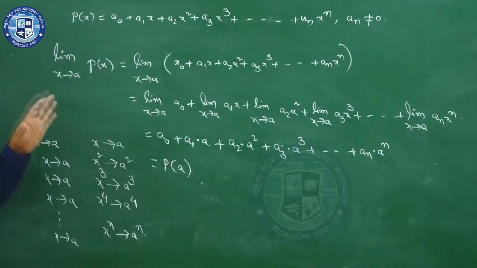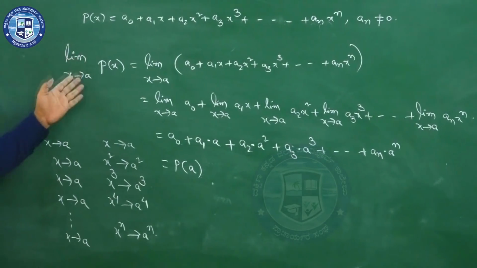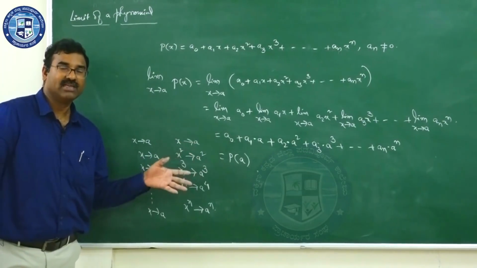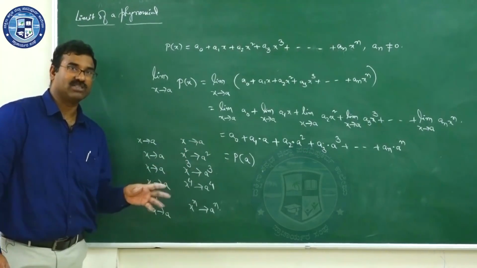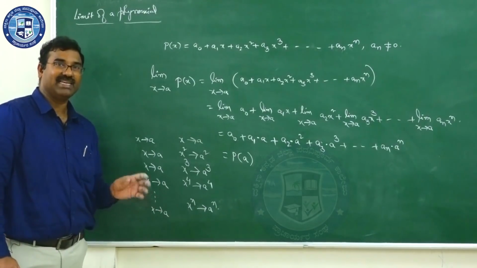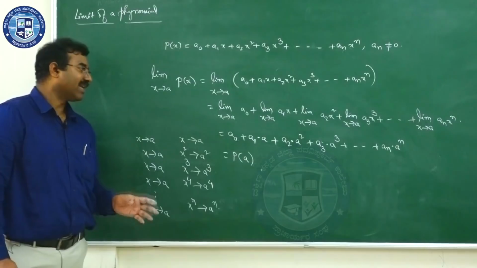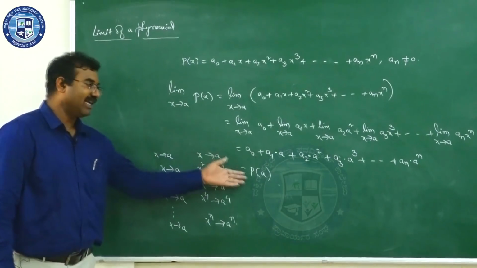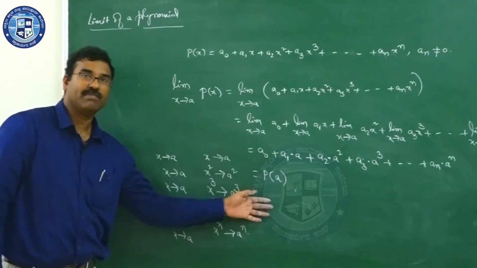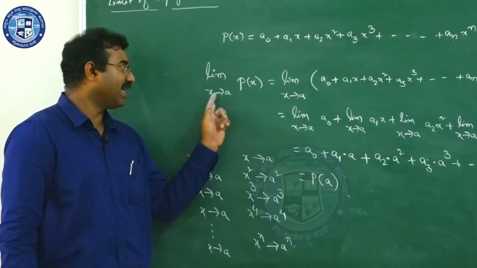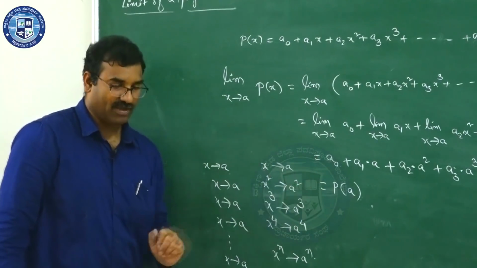Whenever you have a polynomial, straight away you can write limit x tends to a of p of x will be p of a. Remember, a polynomial function is defined in the entire real number system. That's why you can simply substitute x equal to a in that, and you will get a finite value p of a whenever it is a polynomial.